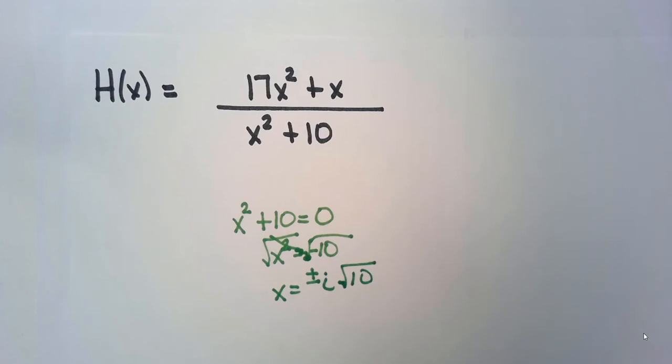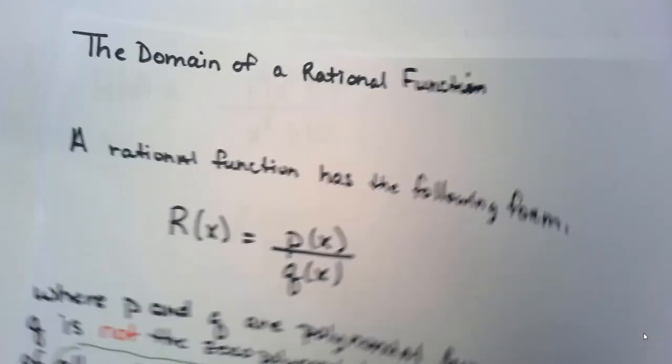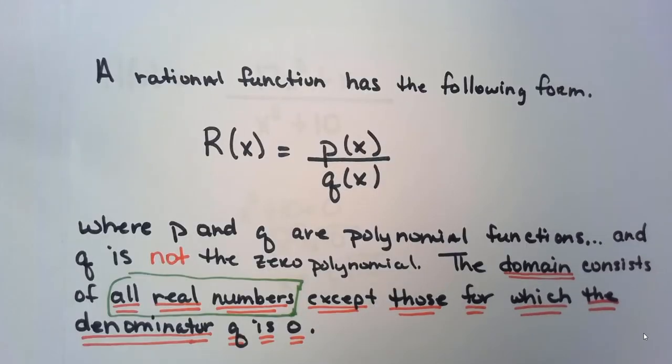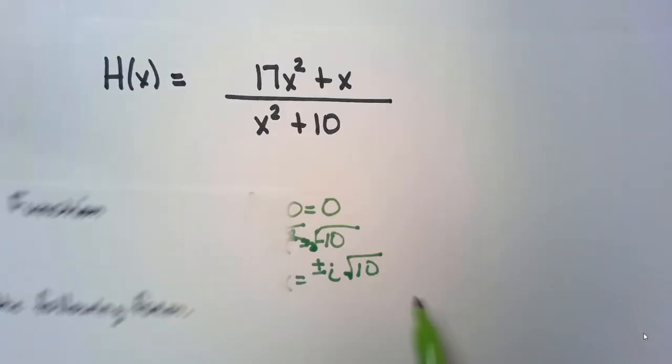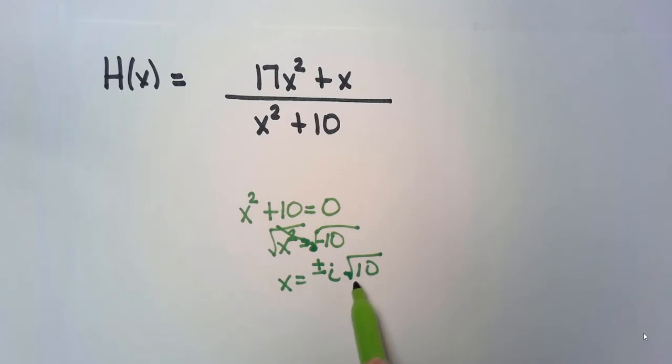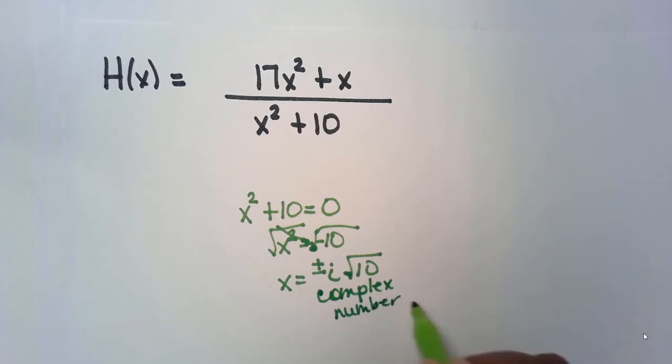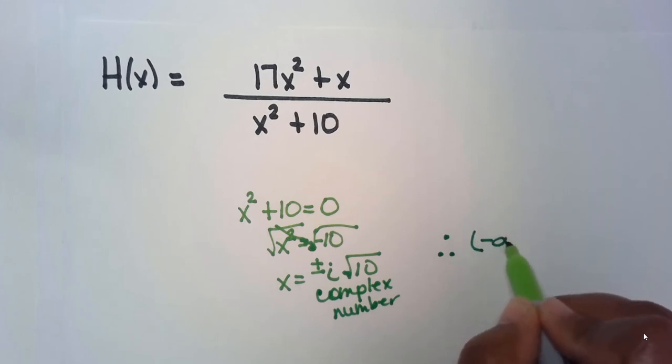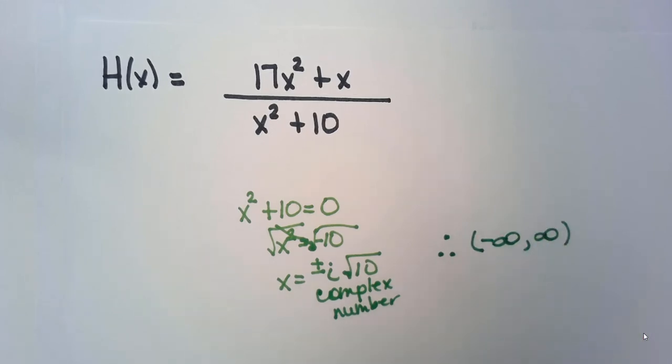But remember, let's go back to the domain of a rational function. It says here that the domain consists of all real numbers. And whenever we add an i to our solution, it's not a real number anymore. This is a complex number. Therefore, our domain, we would say all real numbers, negative infinity to positive infinity. There isn't a solution to exclude because this is a complex number.